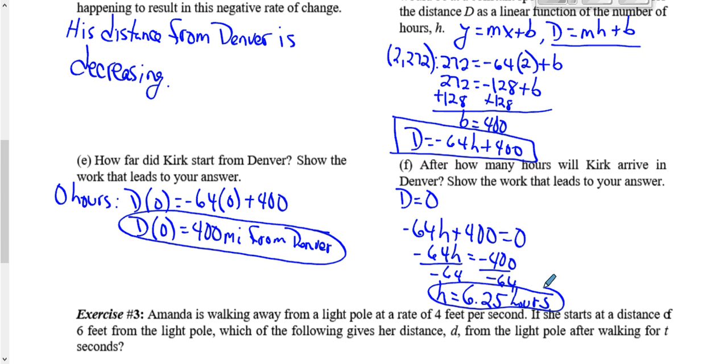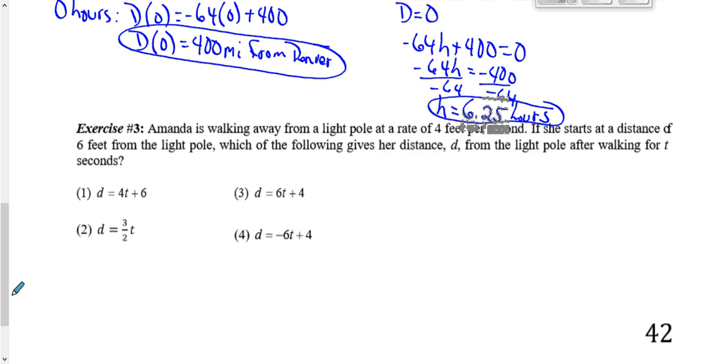Better pause this. All right, we got one more thing down here. 4 feet per second. Sorry, Amanda, yes. You're reading it. Everyone read it. What's she doing? Walking. How fast? 4 per second. That looks like an M to me, right? And she starts at 6 feet. That looks like a what to me? A B, starting point.